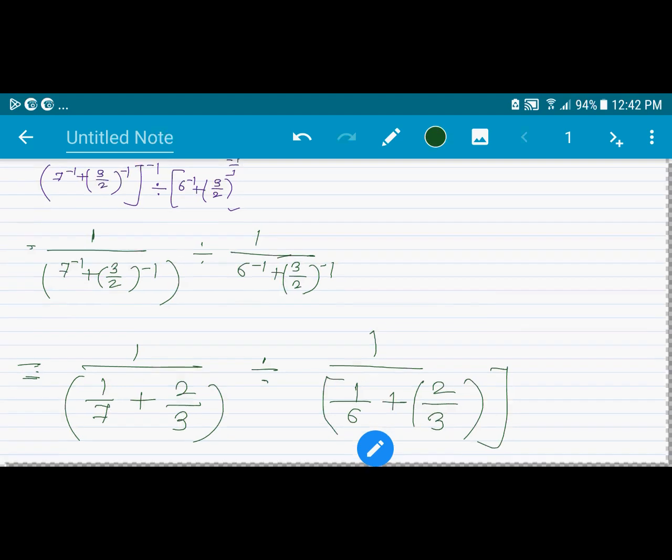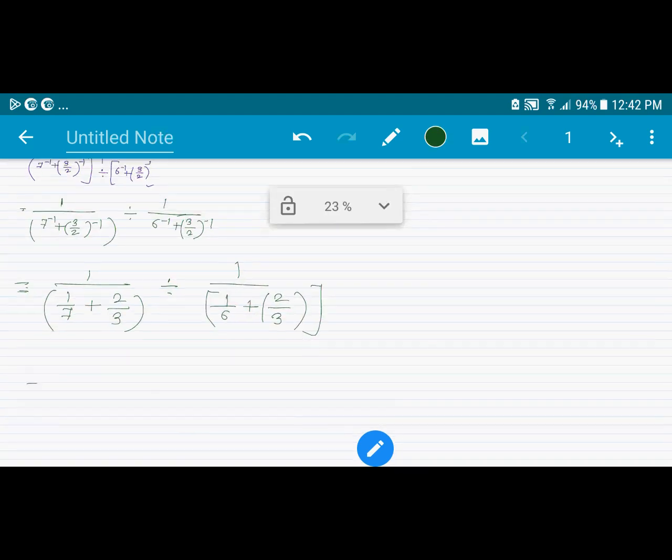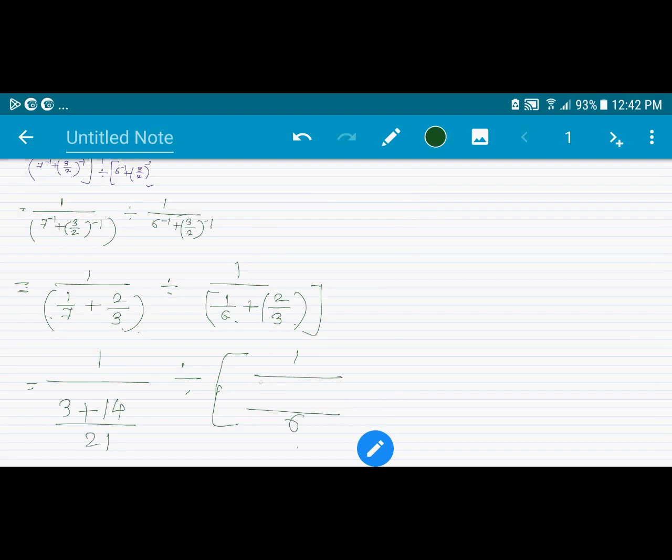Okay. Now simplify it. So 7 and 3's highest common factor is 21. So multiply 1 with the 3, multiply 2 by 7, so it becomes 14 divided by 1 upon these two's common factor is 6. So here we don't have to divide with anything, but on the 2 by 3 side we'll divide 2 with the 2, so it becomes 4.